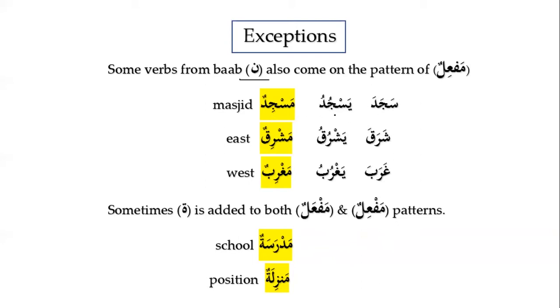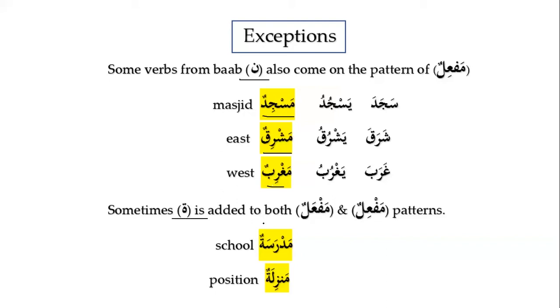For example, sajada yasjudu, and we have masjidun. Similarly, sharaqa yashruqu, and we have mashriqun for east. Gharaba yaghrubu, and we have maghribun, west. These are the most commonly used words, and there are only very few, around 10 to 12, that are accepted exceptions, and these three have been used in the Quran. So our focus is Quran, that's why we have mentioned them here. Masjidun, and the plural is masajidu. Mashriqun, and the plural is mashariqu. Maghribun, and the plural is magharibu.